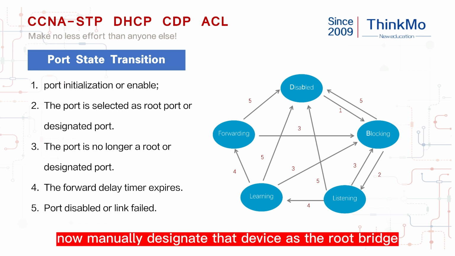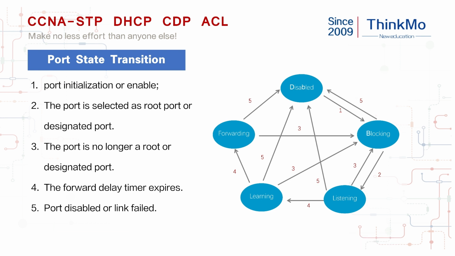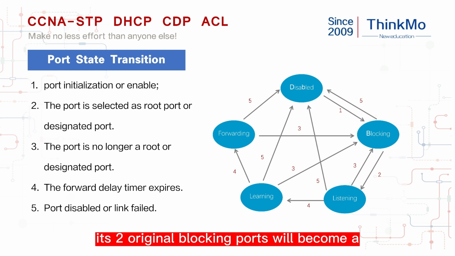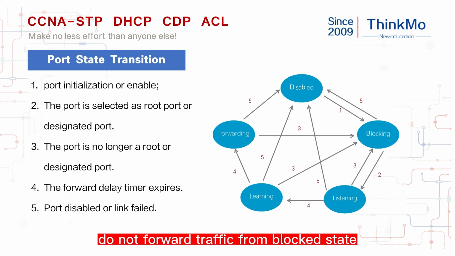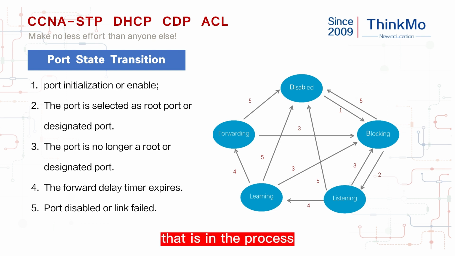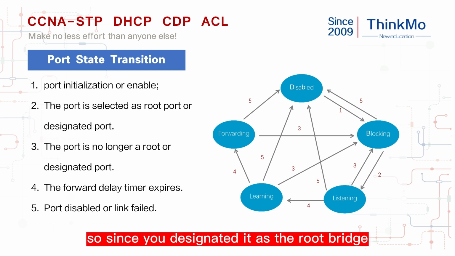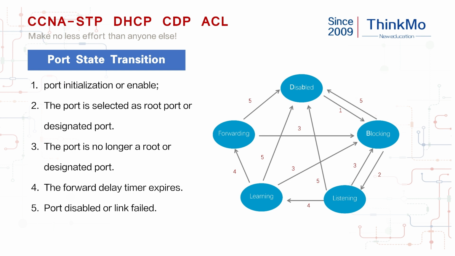Now manually designate that device as the root bridge. Its two original blocking ports will become designated ports. They do not forward traffic from the blocked state. Forward traffic to the end, it needs a countdown in the middle. That is, in the process. It takes 15 seconds to read. It's instant. So since you designated it as the root bridge, until it actually forwards, it takes 30 seconds.